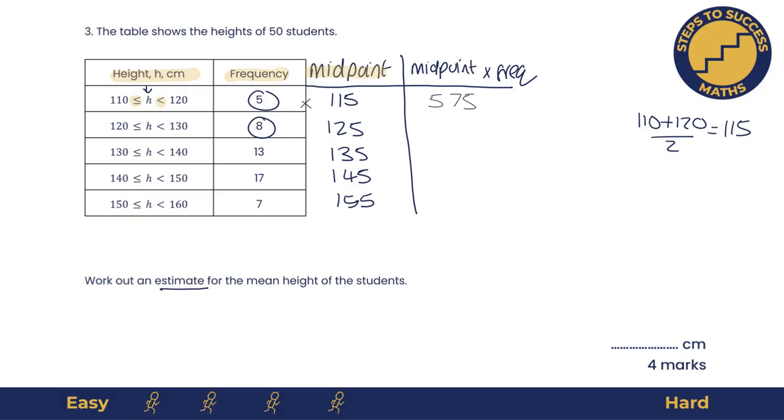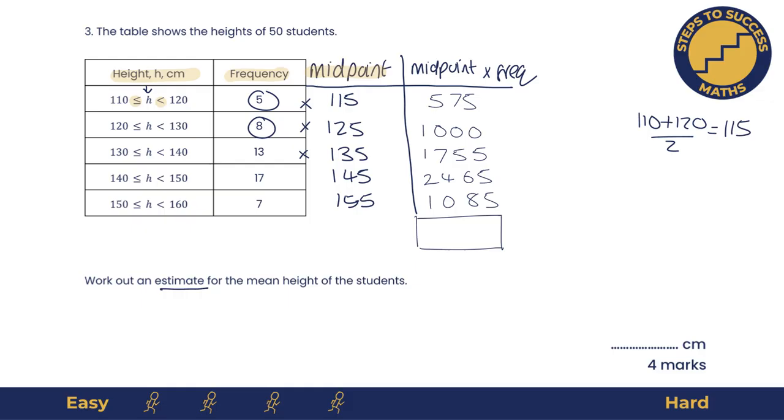You can use a calculator. 8 times 125, which is 1,000. 13 times 135, which is 1755. 17 times 145, 2465. And 7 times 155, 1085. Now you're going to add this up to find out the total.